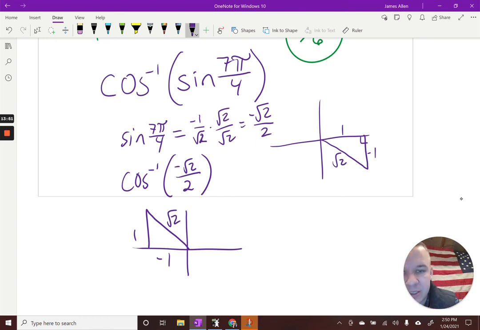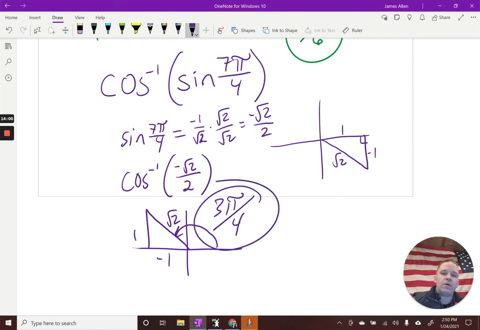And I know that this is going to end up being what angle of rotation? Well, that reference is a pi over 4 or 45. So this is going to be 3 pi over 4 for that one. All right. That would be my final answer for that particular problem.